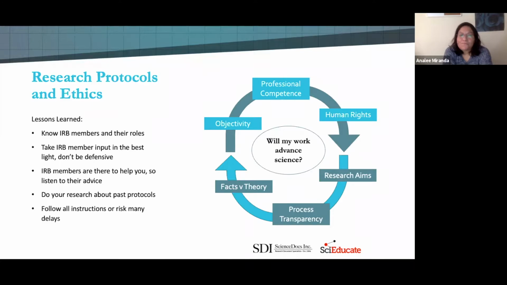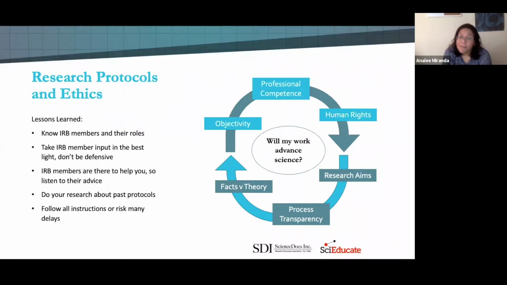And so again, I wrote this bullet point: you need to remember that the IRB is not there, they don't want you to fail, but they want you to consider every single aspect of the study. So take the IRB member input in the best light and do not be defensive. If anything, starting out by being defensive is just going to be a delay, and that's not really going to solve anything. IRB members are there to help you, so you really should listen to their advice.